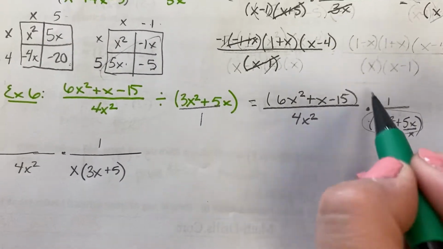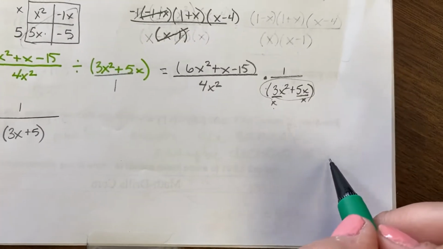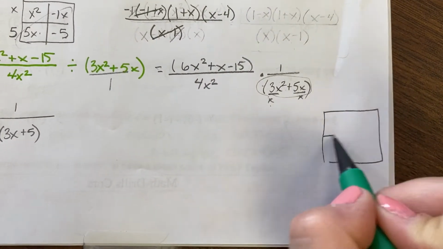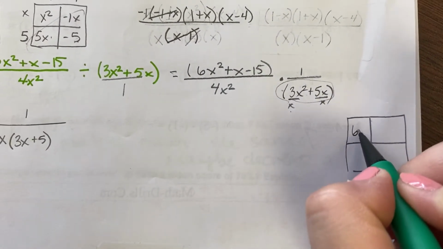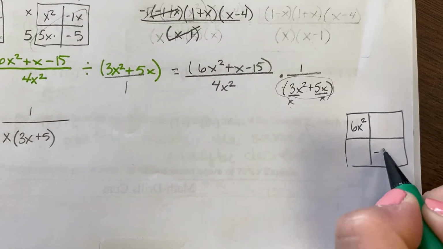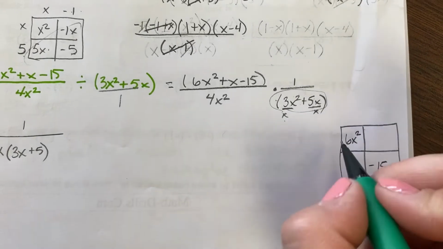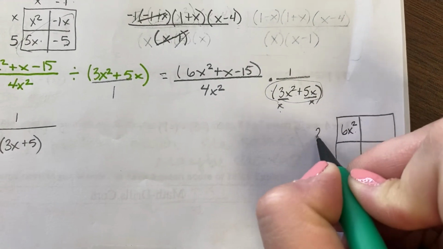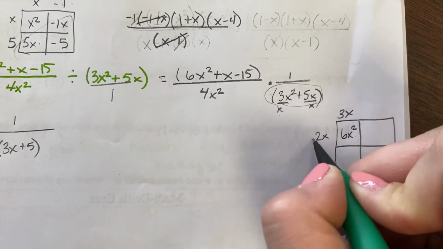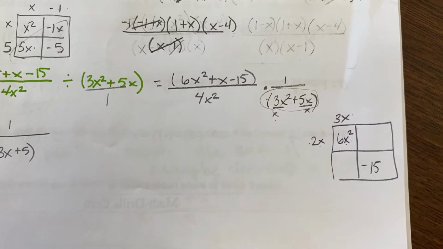So now let's work on factoring this guy. I'll put my box over here. I know I need 6x squared, and I need negative 15. So there's a bunch of different options for these ones. I'm going to go with, let's see, 6x squared. I could make that up with 2x and 3x. 2 times 3 gives us 6. X times x gives us the x squared.